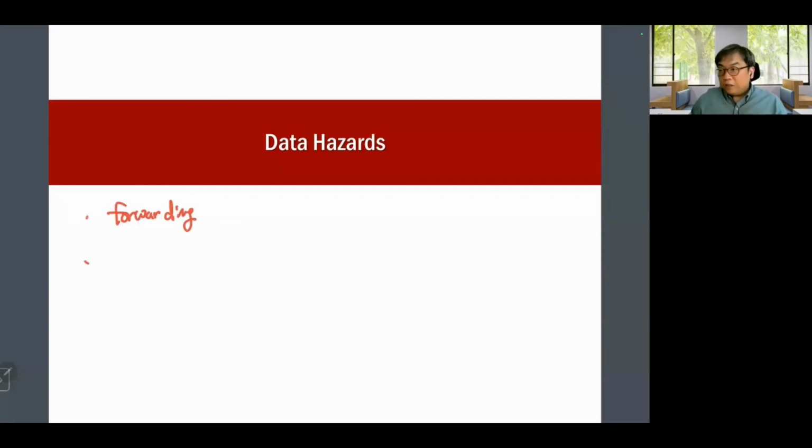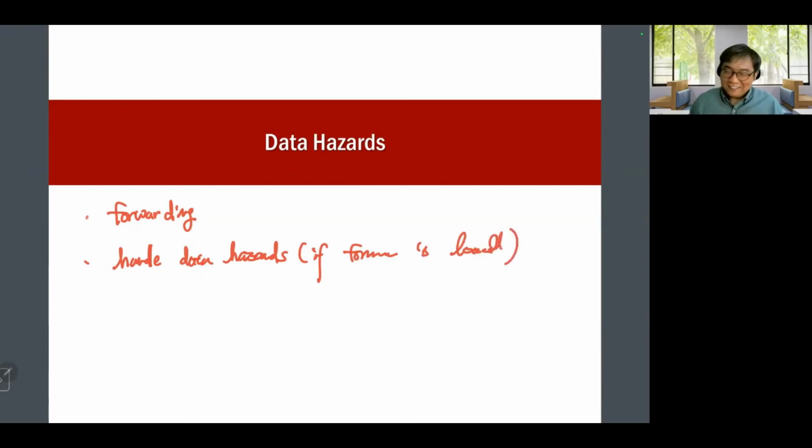And then we cannot avoid data hazard if the former instruction is a load instruction. So in this case, we need to stall the pipeline. So it means that the next instructions cannot be executed until this data hazard is resolved. Okay, so we need to handle data hazard if the former instruction is load. Okay. So our pipeline processor needs to support data forwarding and then handling data hazard.